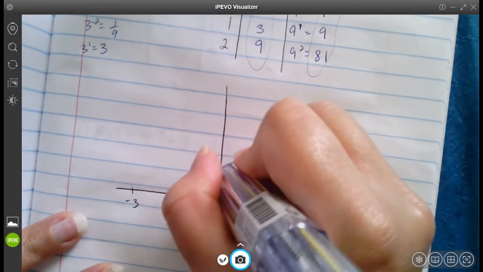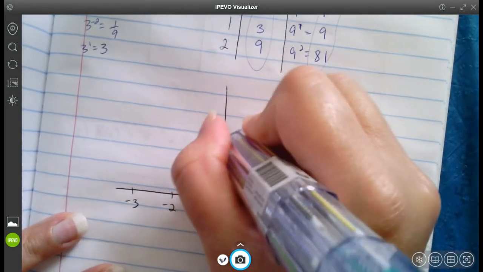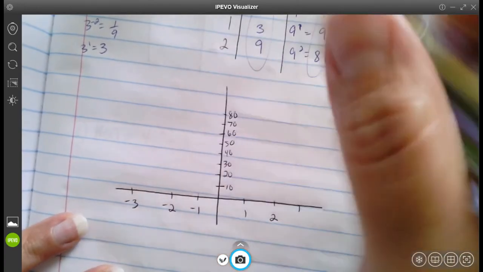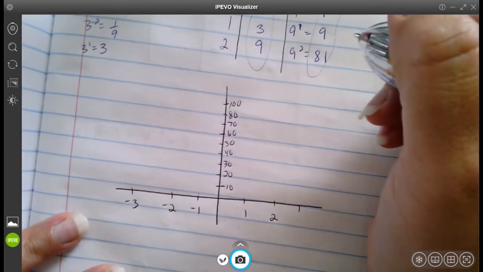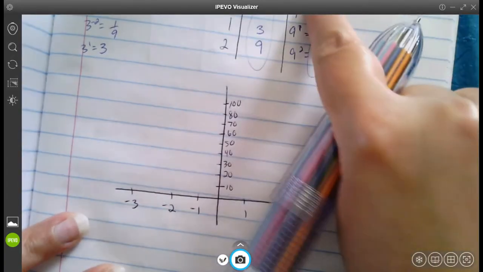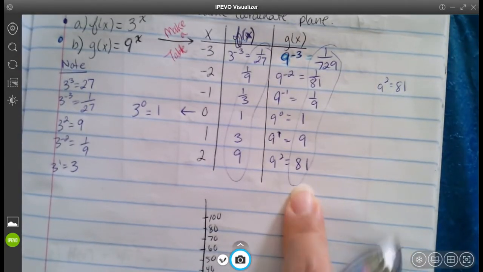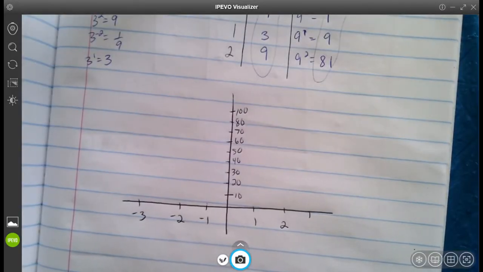So 10, 20, 30, 40, 50, 60, 70, 80, 100. And if we had kept going and we had done 9 to the 3rd power, we'd have to put 729. So just keep that in mind. Okay. All right, so I'm going to go ahead and plot the first one.